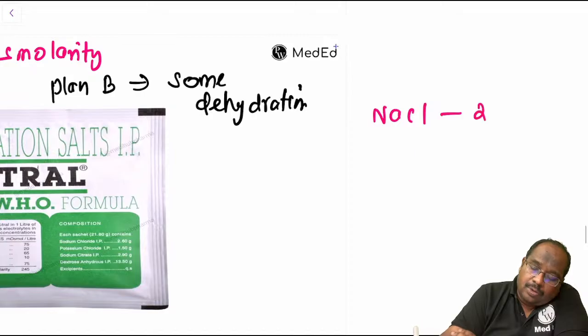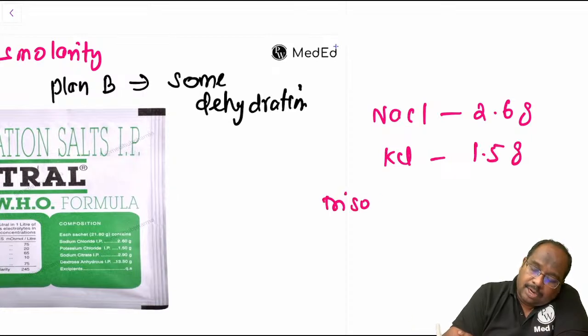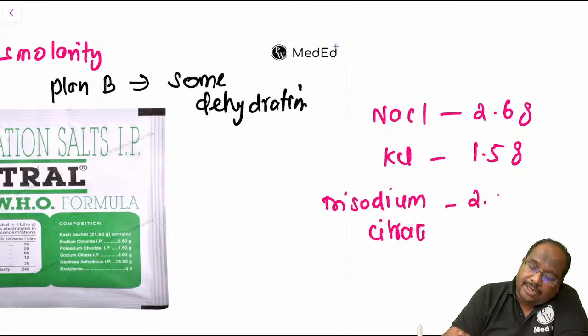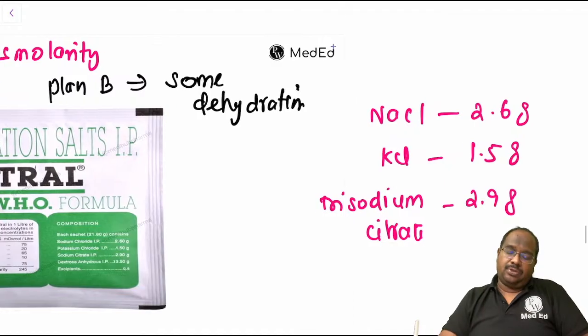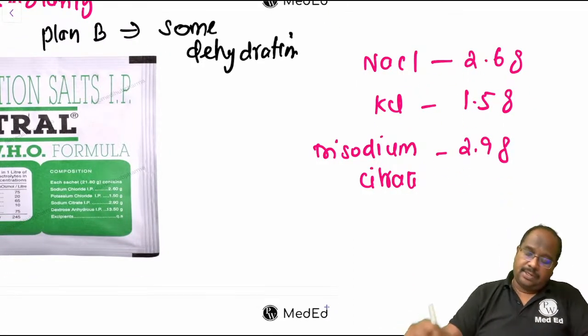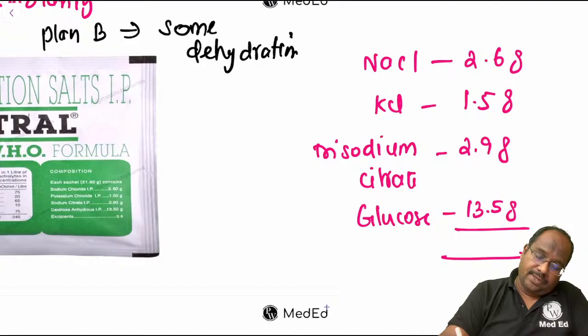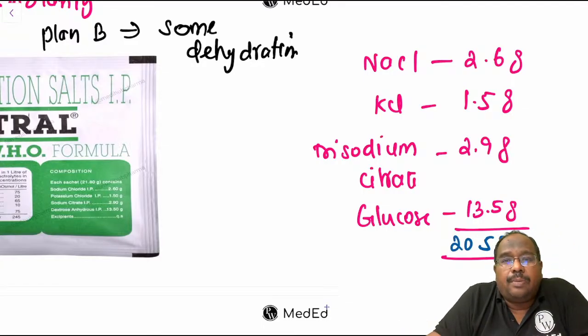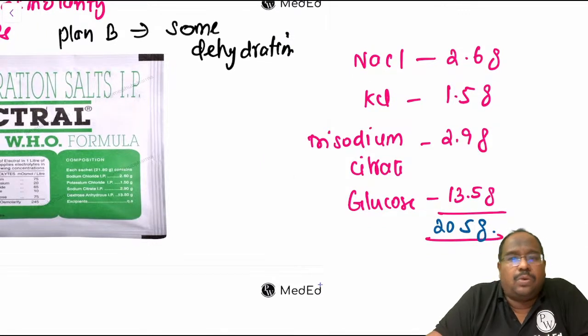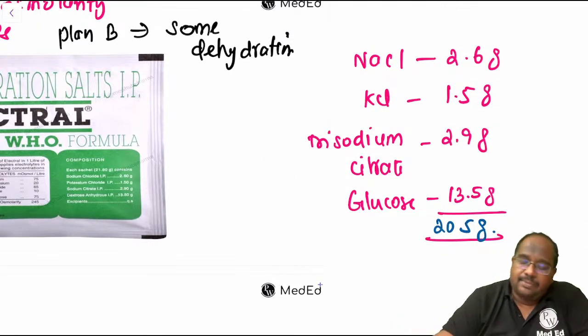Sodium chloride 2.6 grams. Potassium chloride 1.5 grams. Trisodium citrate 2.9 grams. Glucose 13.5 grams. So totally you have 20.5 grams: sodium chloride, potassium chloride, trisodium citrate, and glucose.